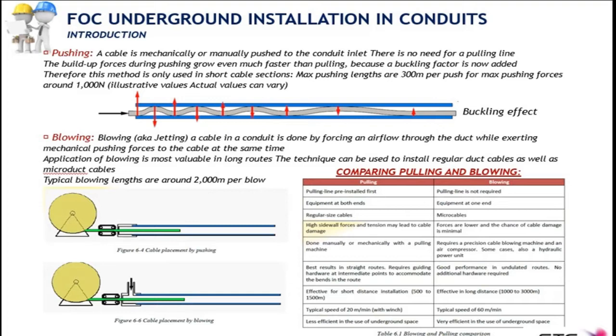So this equipment is additional equipment, and if the quality is up to the expected level, these equipment are not cheap. The pulling best results are got in straight routes because bends cause a lot of additional friction, and tensile forces required to install the cable have to be increased to compensate for that, and then that is again additional risk to the cable. So the best results are achieved in straight routes by pulling.